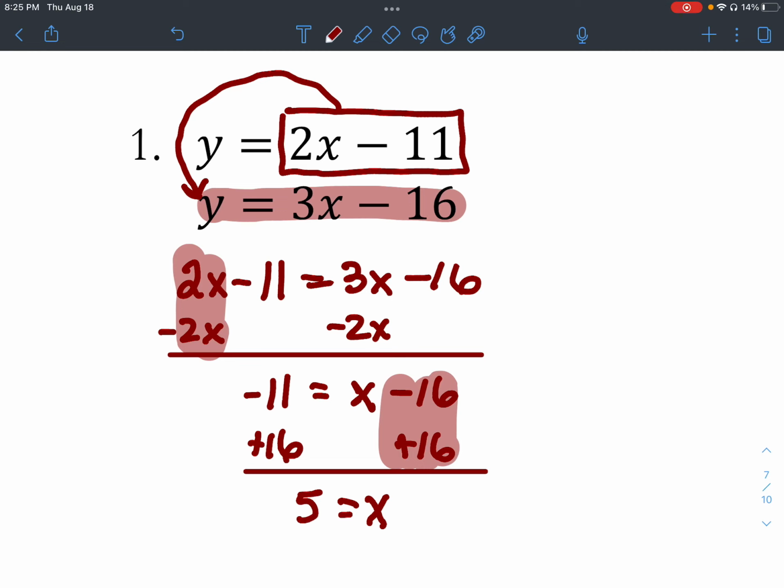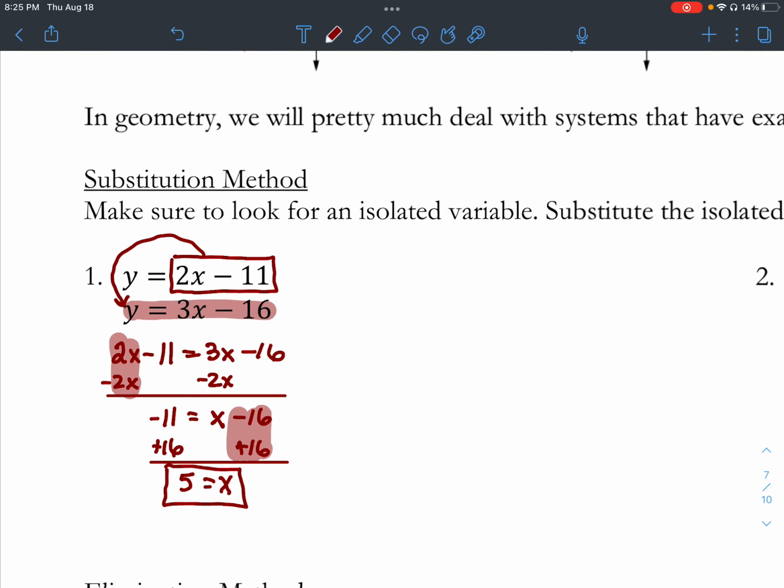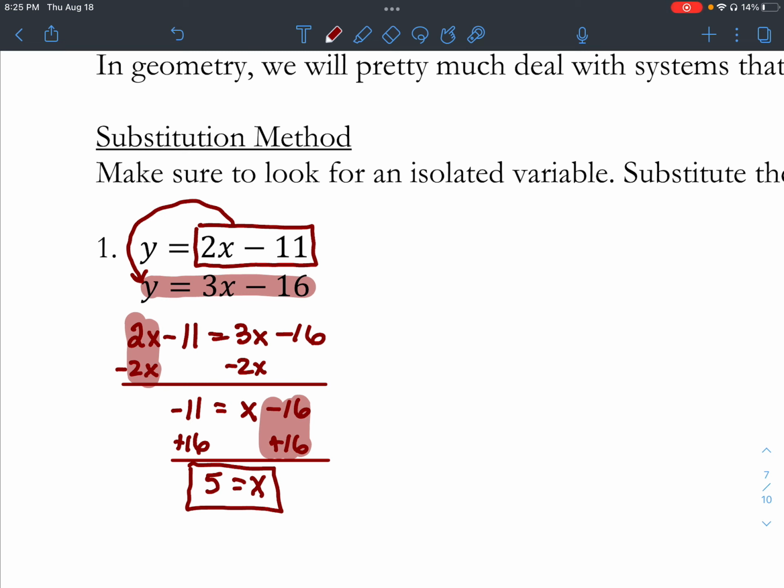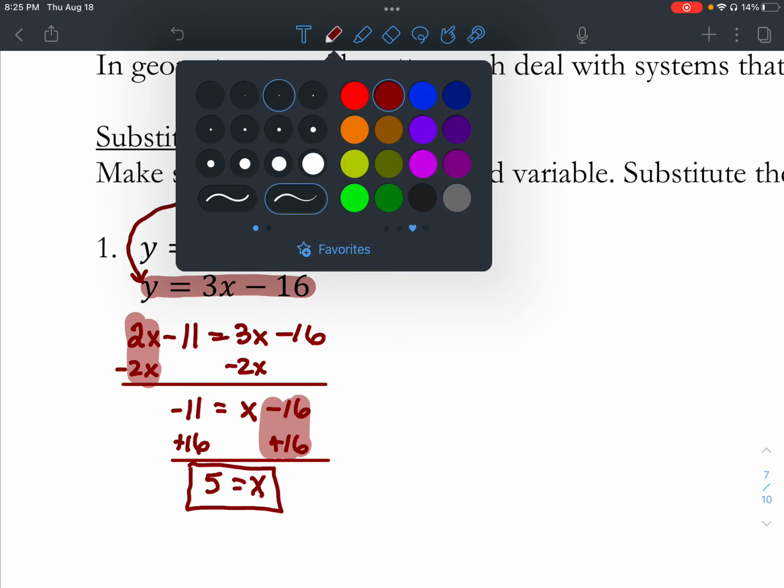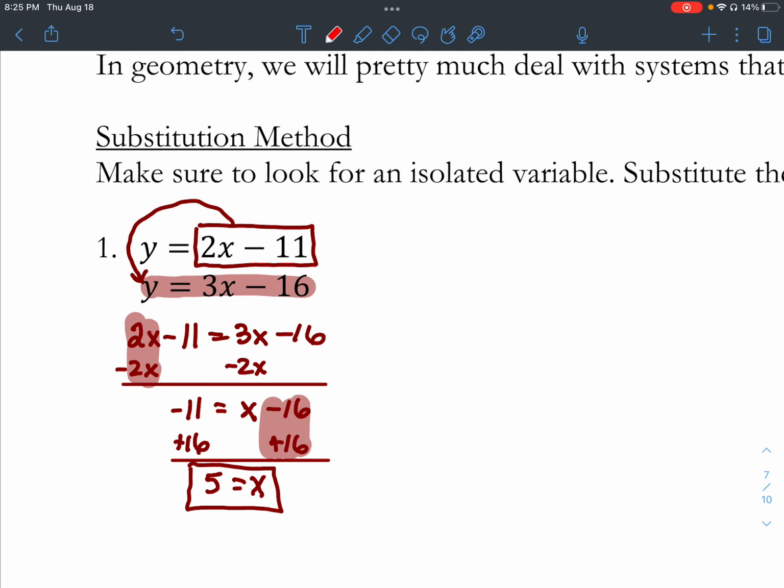Now, x equals 5 is not the answer, because remember, an answer is a coordinate point of where these lines cross paths. We have the x value of that coordinate point. What we're going to do is take that answer and plug it back into one of these two equations.